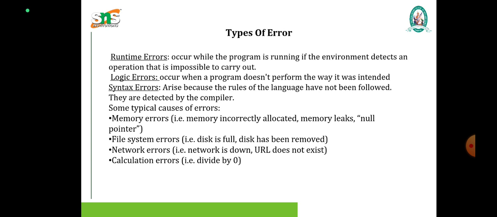One of the typical causes of error is memory error, for example, memory incorrectly allocated or memory leaks, which lead to null pointers. It can also be a file system error, that is, when the disk is full or the disk has been removed. Then there are network errors, where the network is down or the URL does not exist. The next one is calculation error, that is, dividing by 0. These are some of the reasons for errors occurring.